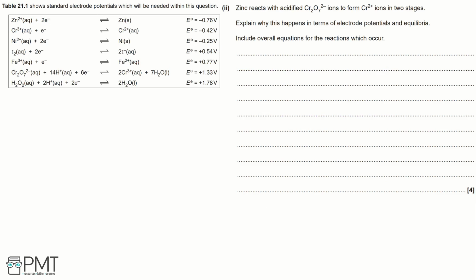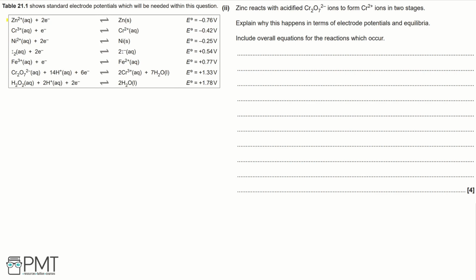Part 2. Zinc reacts with acidified Cr2O7 2- ions to form Cr2+ ions in 2 stages. Explain why this happens in terms of electrode potentials and equilibria. Include overall equations for the reactions which occur.